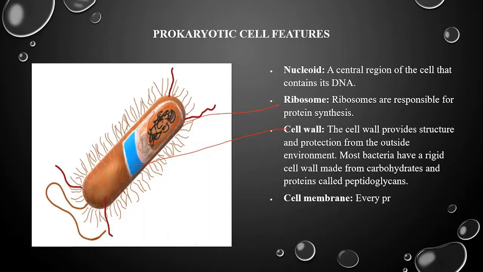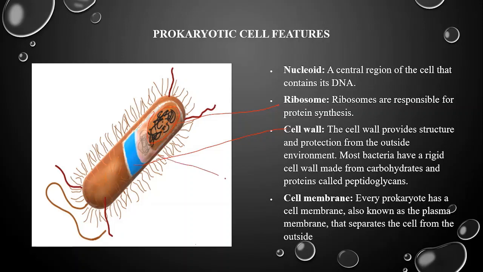Next one, the cell membrane. Every prokaryote has a cell membrane, which is also known as the plasma membrane. The plasma membrane separates the cell from the outside environment. It is a clear boundary of the cell from the external environment, and it has various other functions also. So in this diagram you can see the cell membrane, which separates the cell from the outside environment. In the coming video, we will discuss the functions of the cell membrane in detail.